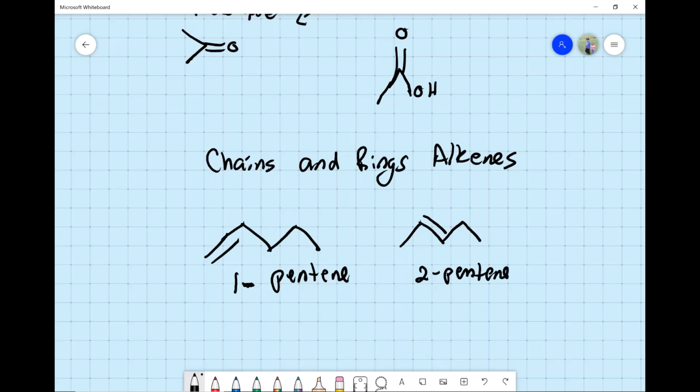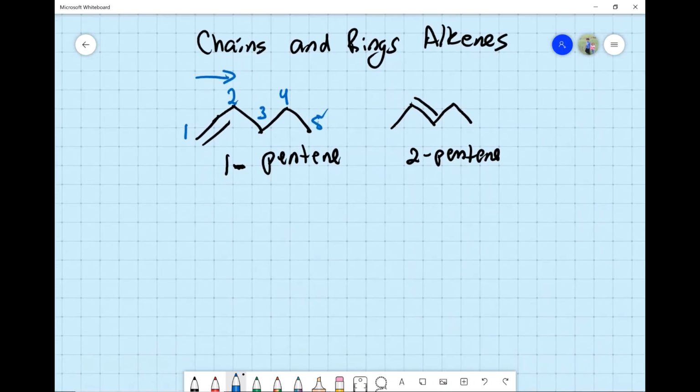The numbering follows, and I should have said this first, the numbering follows the same rules that we had before. So if it's horizontal, it's left to right. If it's vertical, the longest chain's vertical, it's right to left. So 1, 2, 3, 4, 5. Pentene can also form a ring structure. We wanted to just try to homogenize our colors. And so we already know about cyclopentane. But if we have a double bond on one of these, it's cyclopentene.